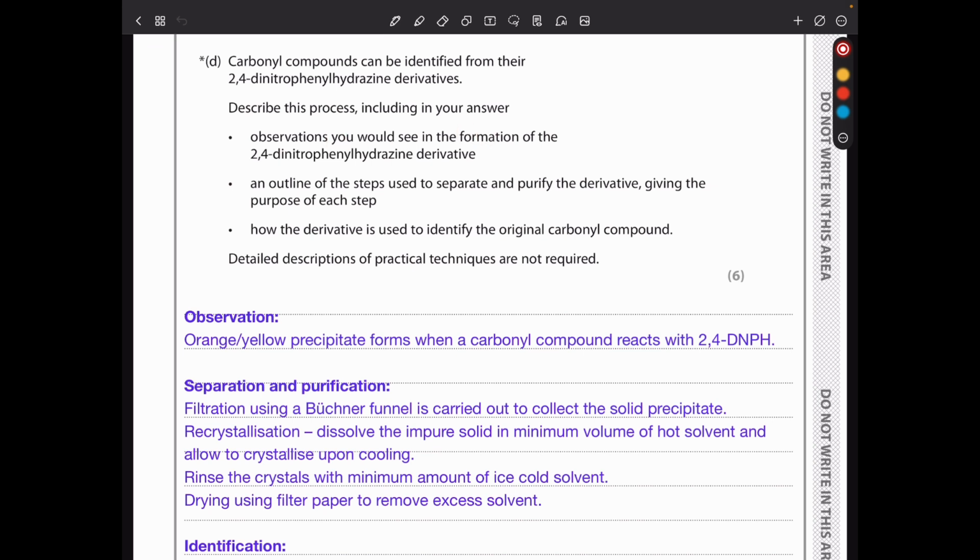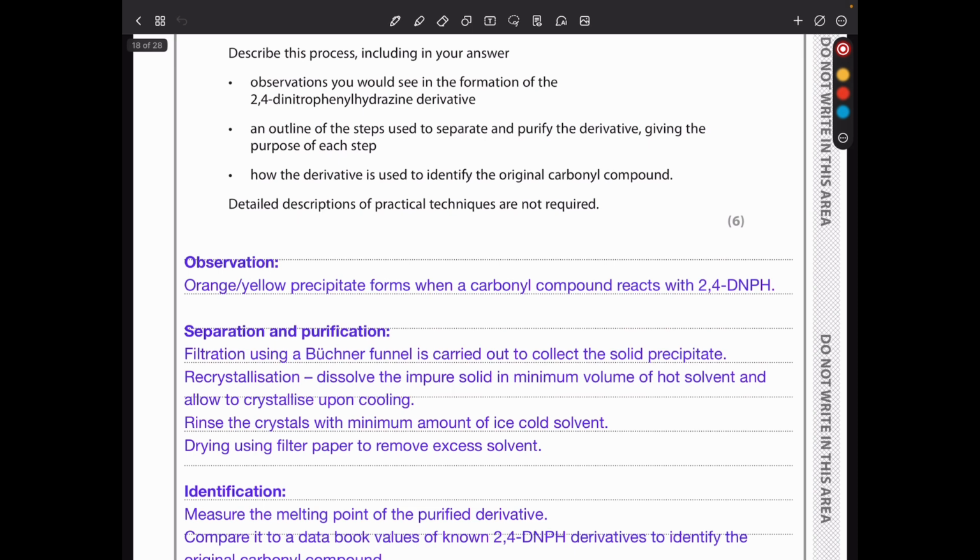When we use 2,4-DNPH, we will observe yellow or orange precipitates. I usually say orange precipitates. Then to separate and purify, we will filter using a Büchner funnel in order to collect the precipitates that are formed, and then we will recrystallize by dissolving the impure solid in a minimum amount of hot solvent, and then upon cooling we will filter and then rinse the crystals with a minimum amount of ice cold solvent.